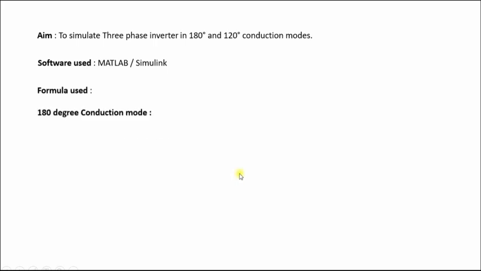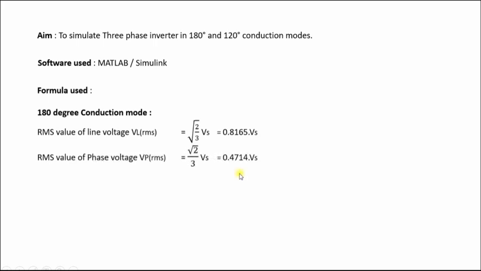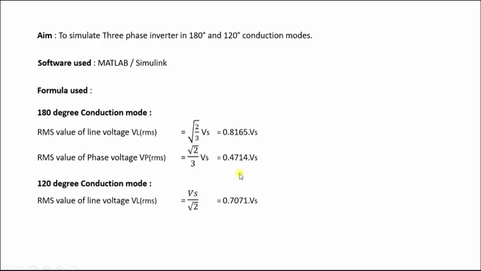Formula used: for 180 degree conduction mode, RMS value of the line voltage is √2 divided by 3 Vs. RMS value of the phase voltage is √2 Vs divided by 3. In 120 degree conduction mode, RMS value of the line voltage is Vs divided by √2. RMS value of the phase voltage is Vs divided by √6.